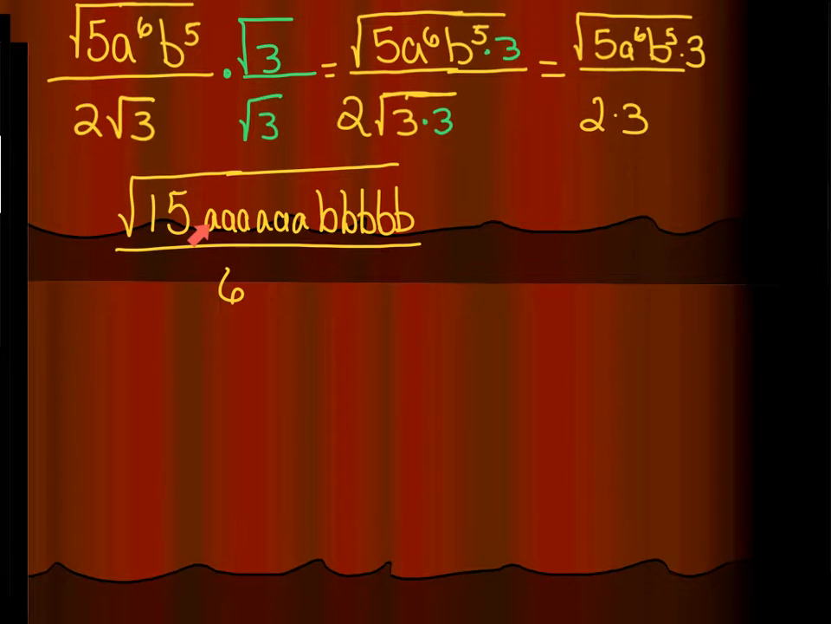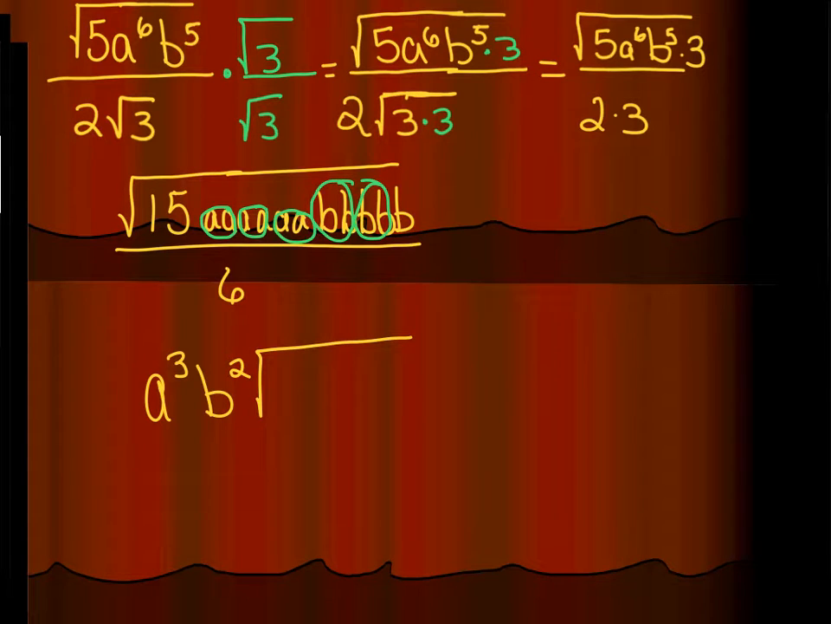A to the 6th power is A times A times A times A times A times A, and B to the 5th power, B, B, B, B, B. So let's pull out our pairs and simplify. So let's take a look at what we have. We have 3 pairs of A's, so that comes out as A to the 3rd power. 2 sets of B's, so that'll come out as B to the 2nd power, times the square root. 15 couldn't come out, no more pairs. B has to stay in, all over 6.